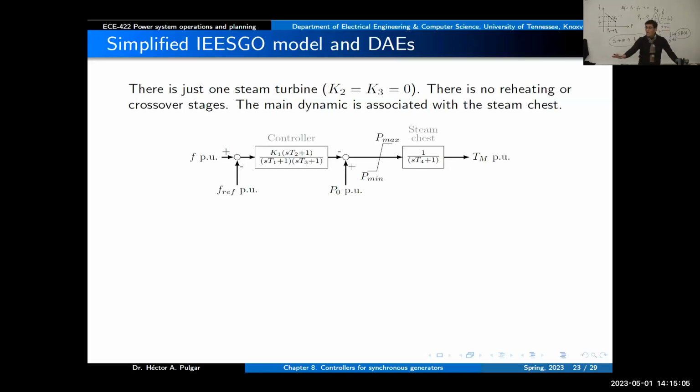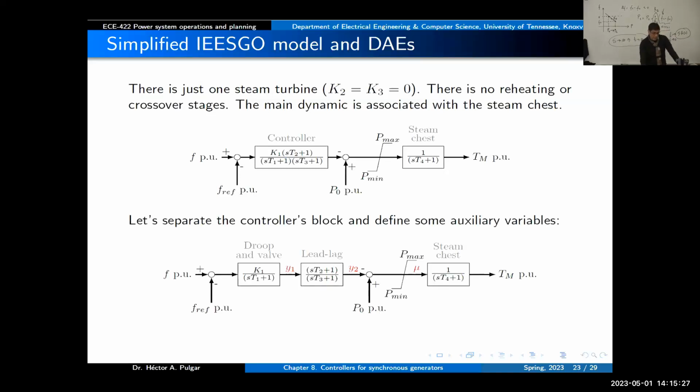Okay? Any questions so far? No? So the model that we're going to study is just one high pressure turbine, no reheating, and no crossover. And we will have the controller. So this is the part that we need to discuss, and how we're going to obtain this set of differential algebraic equations. So to do this, we're going to separate the controller. You have here a second order equation for the denominator. We don't like that, so we're going to separate this in two blocks.